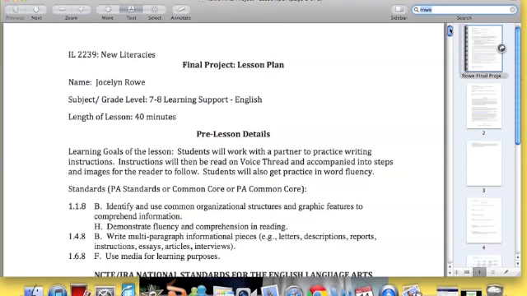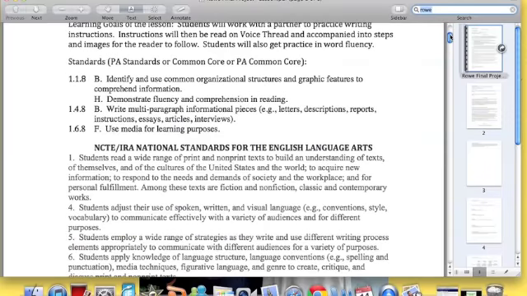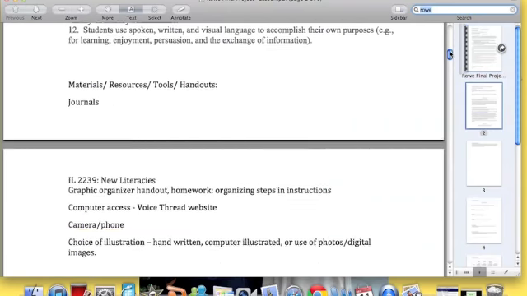The goals of the lesson are I want them to work with a partner just to practice writing thorough instructions. Their instructions will then be read on VoiceThread and turned into steps and images for the reader to follow. The main reason is not just to give them practice writing clearly, but I want them to use VoiceThread as a means to practice their speaking and reading fluency. A lot of my students struggle with that. Below here are my standards, and here are my materials.